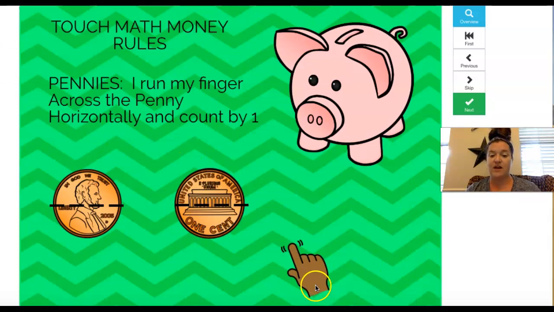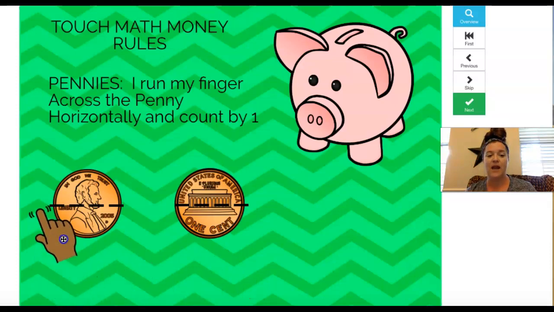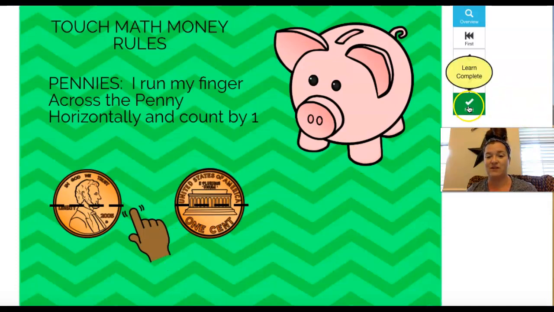So last time we talked about pennies and nickels, and this is one penny. This is the front of the penny. This is the back of the penny. How much is a penny worth? 1 cent. Very good. So this is one penny. And I run my finger across the penny horizontally and count by one. 1. 1 penny, 1 cent. Run your finger across once. Great job.